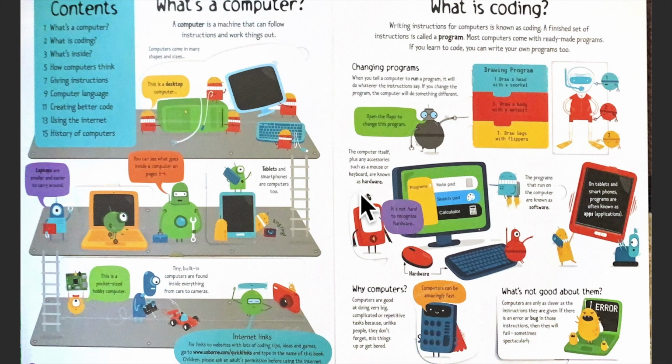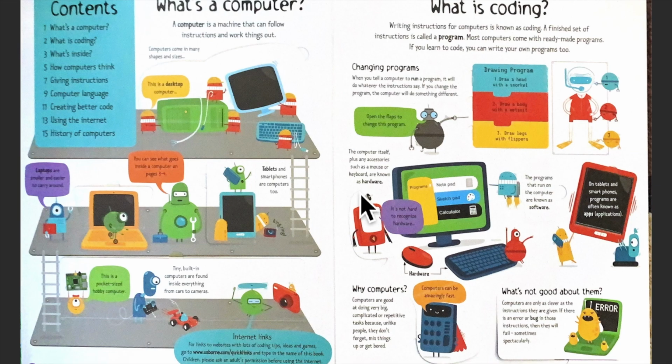You might work at a desk using a desktop, you might work from a sofa using a laptop, or you might be using your iPad. These are all different kinds of computers. Now, laptops are easier and smaller to carry around, right? You can see what goes inside a computer. We're going to show you what goes inside. And tablets and smartphones are also computers. Did you guys know that the smartphones you use are also computers?